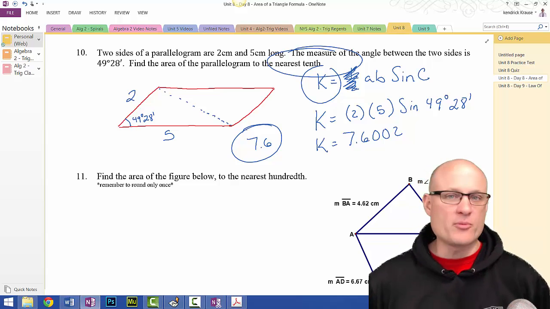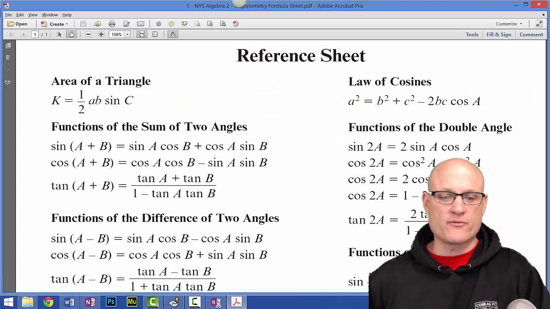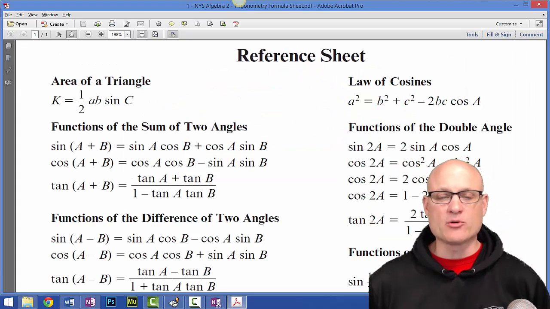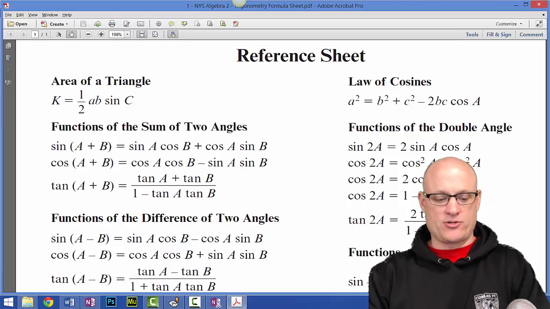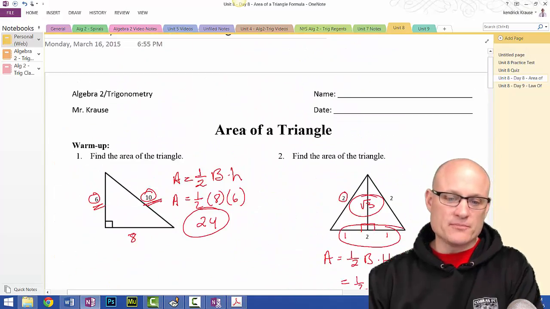Hopefully you understand a little bit about that simple formula on the formula sheet. You'll find it in the top left corner of the formula sheet. There it is. K equals 1/2 AB sine C. And that can be used for any triangle. Let me just prove that to you. Go back up here. Check this out.